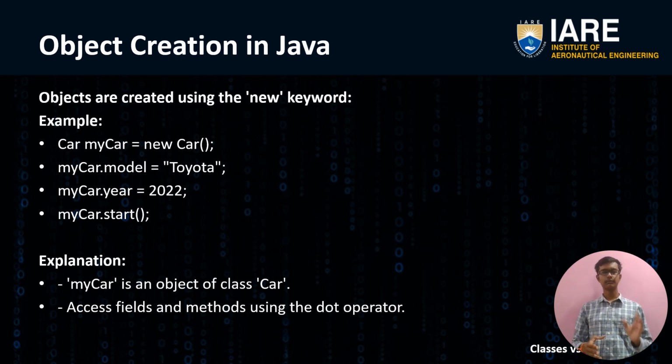For example, myCar.start. Here start is a method which we have defined in our class, and myCar is an object. To access between them, we have to add the dot operator. Now this is the process of creating an object in Java.